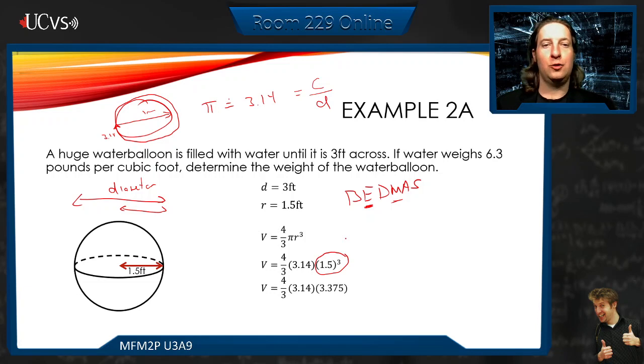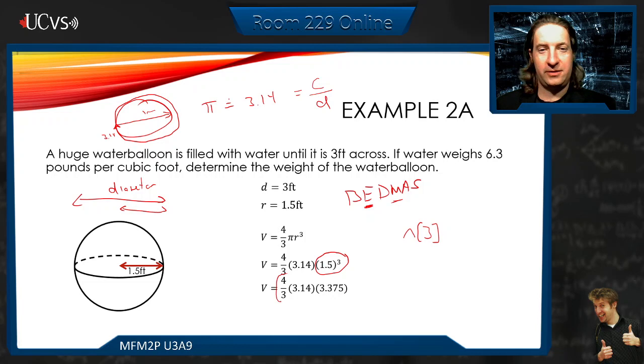So let's cube 1.5. So 1.5 times 1.5 times 1.5. Maybe you have a cube button, maybe you have a little hat and then hit a 3 after that, something like that. It depends on how your calculator works. But we're going to cube it. Or if you're stuck on that, just multiply 1.5 times 1.5 times 1.5. And then we're going to do the multiplication. So 4 divided by 3 times 3.14 times 3.375.